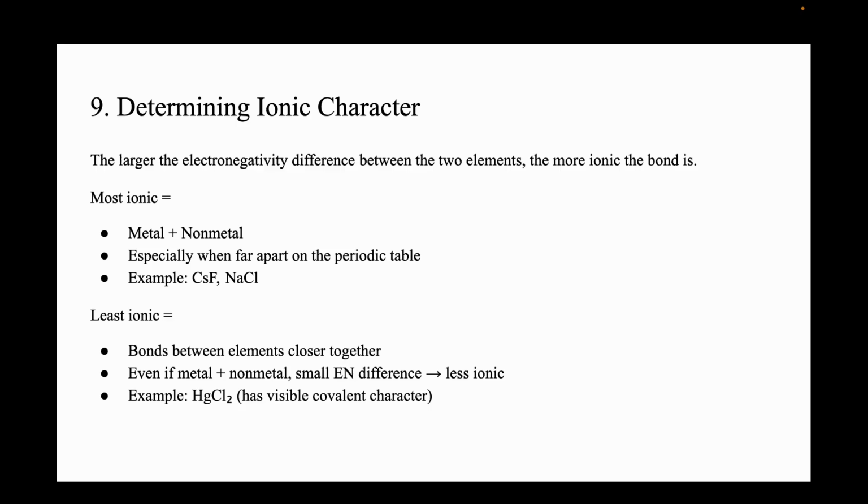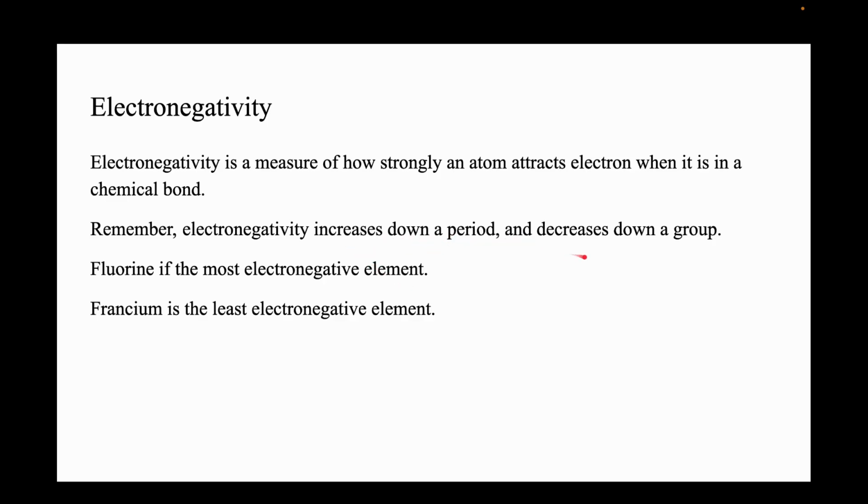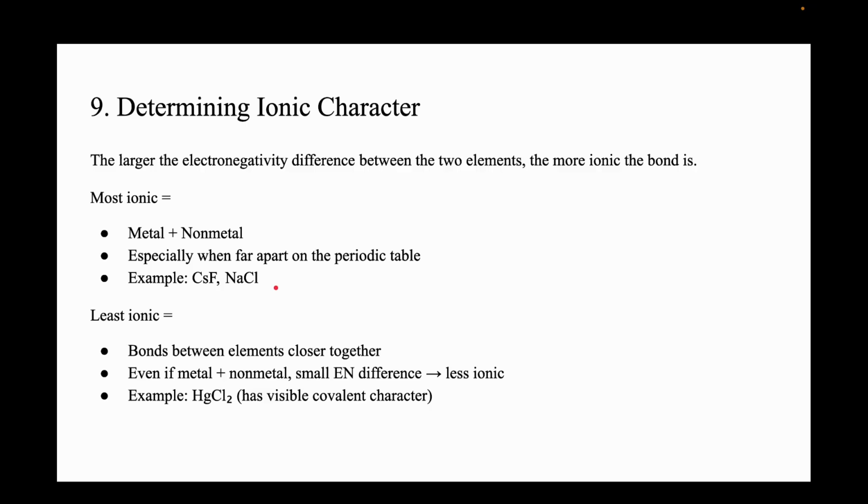And finally, we're going to be determining ionic character. So essentially, the larger the electronegativity difference between two elements, the more ionic the bond is. So most ionic bonds are going to be metal plus nonmetal, and especially when they're far apart on the periodic table. So we know that electronegativity increases across a period and decreases down a group. So essentially, the farther apart the metal and the nonmetal are on the periodic table, the more ionic it's going to be. So the most ionic ones are going to be metal plus nonmetal far apart on the periodic table. For example, cesium and fluorine, NaCl, salt once again.